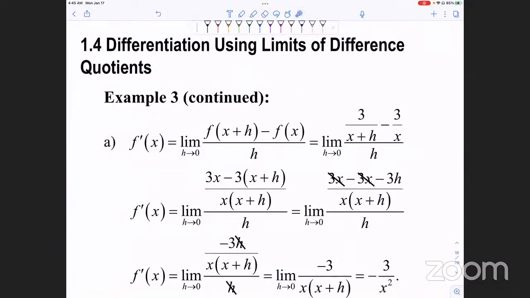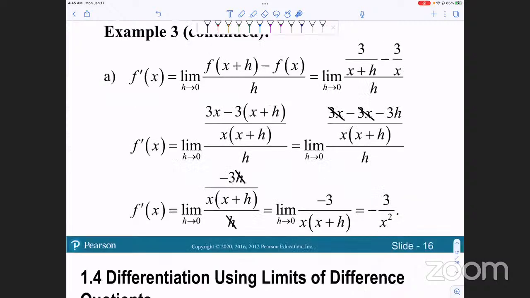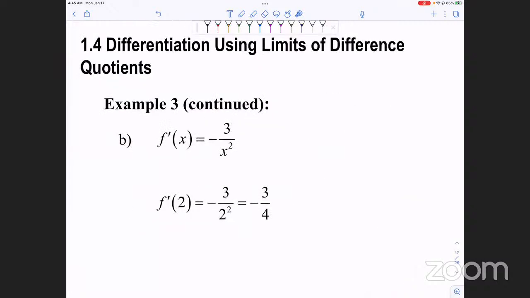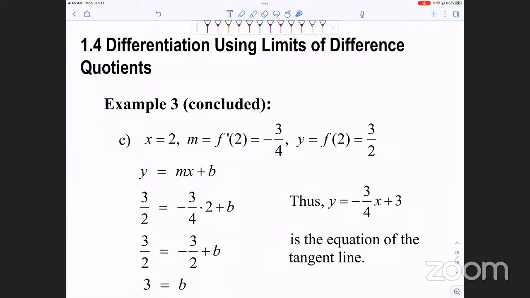So let's see. F prime, the limit as h tends to 0, blah, blah, blah. You see this -3/x squared. I think that's what we got. But then f prime of 2 was -3/4. So then when x is 2, our slope was -3/4, and the corresponding y value was 3/2. We got our y-intercept was 3. So then -3/4 x plus 3 is the equation of the tangent line. Okay.